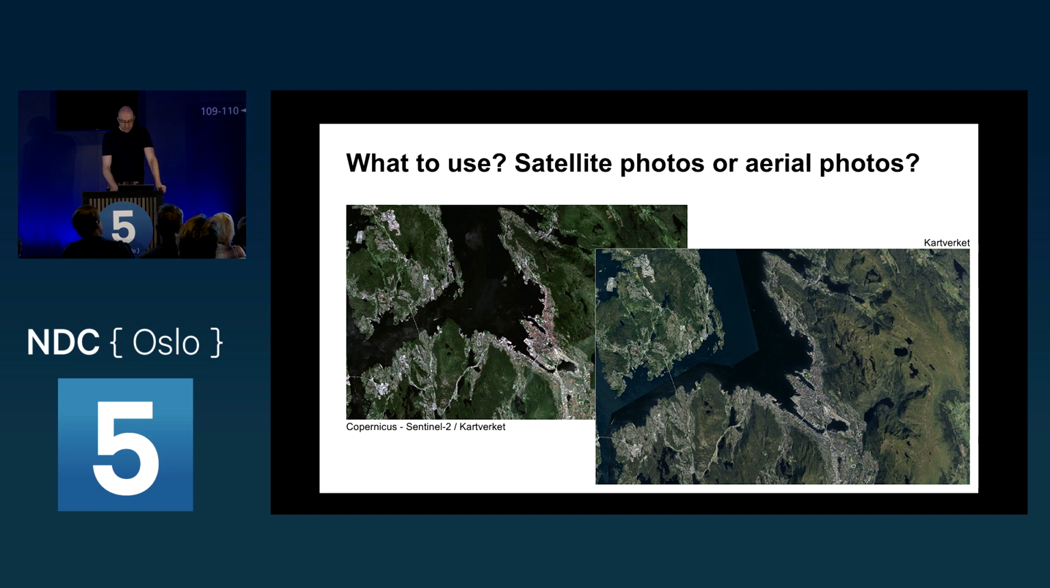So better resolution, oftentimes better color rendering, but you have seams where you see the different data sets meet. Left-hand side, we have satellite photos. You need to have cloud-free days. You have lower resolution, but you have a lot more consistent color rendering of the various data sets. A satellite, of course, can cover a lot more data in one go. So you have consistency there.